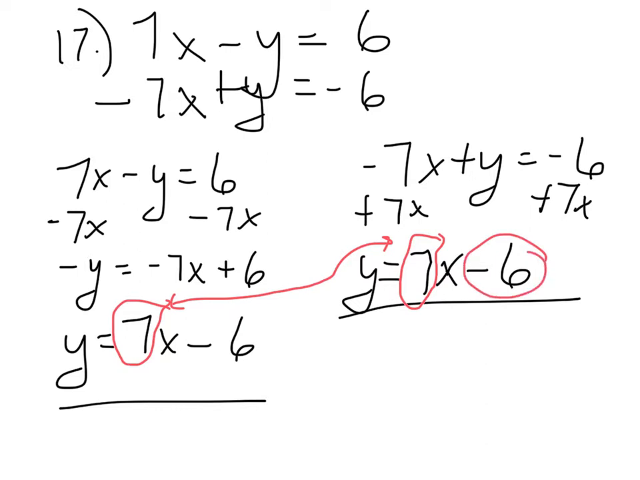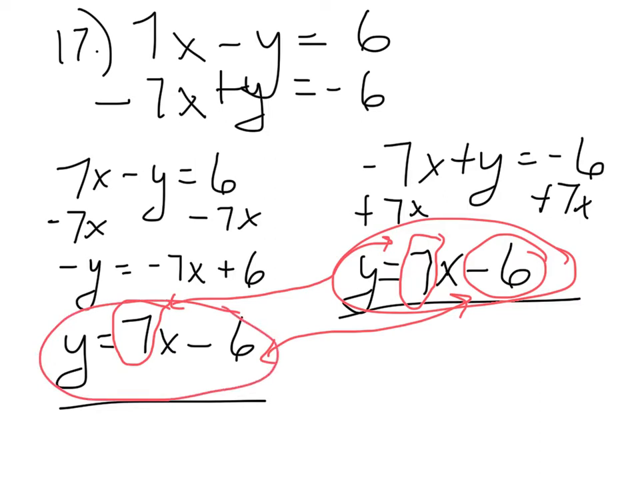Oh, wait a minute. No, I'm sorry, I take that back. They're the same exact thing. I've got negative 6 and negative 6 here. Same exact equation. I thought one was positive and one was negative. So that basically means I have dependent, coinciding lines. So they are dependent.